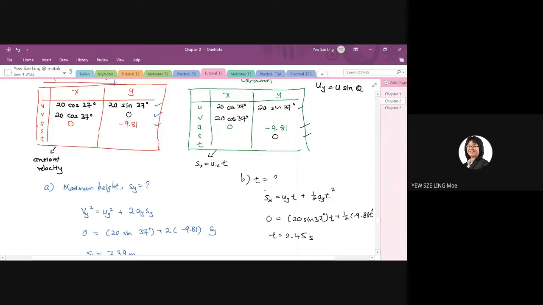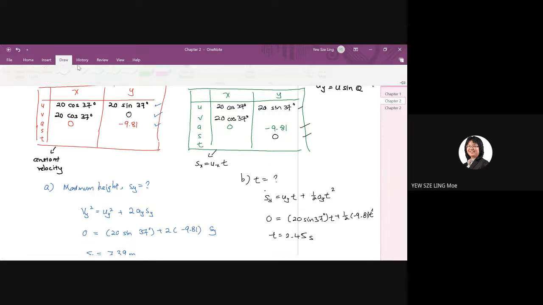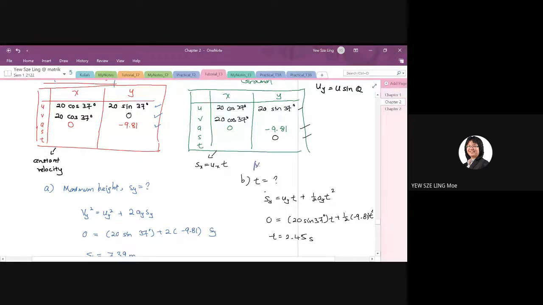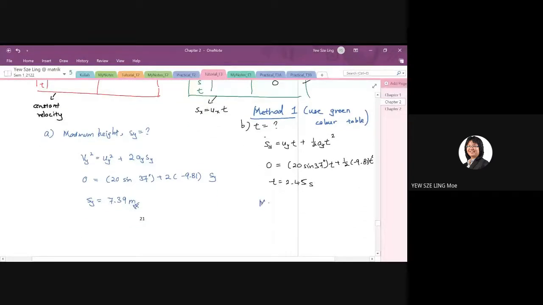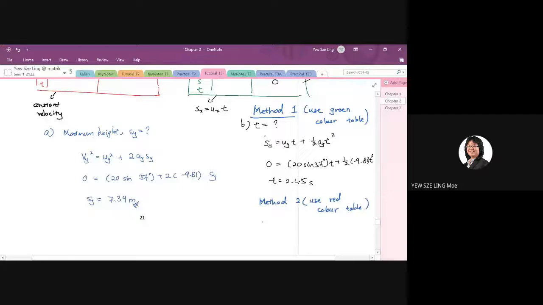Now, can you solve question B using the red color table? Yes, you can. Let's see how we are going to use it. So this is our method 1, where you use the green color table, and then method 2, we use the red color table. Now, how are we going to use the red color table?